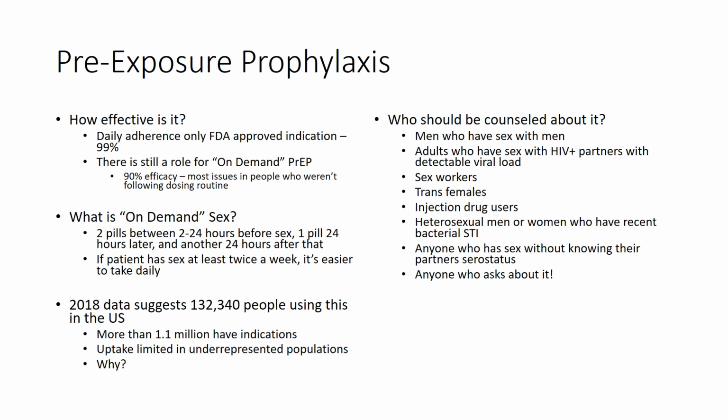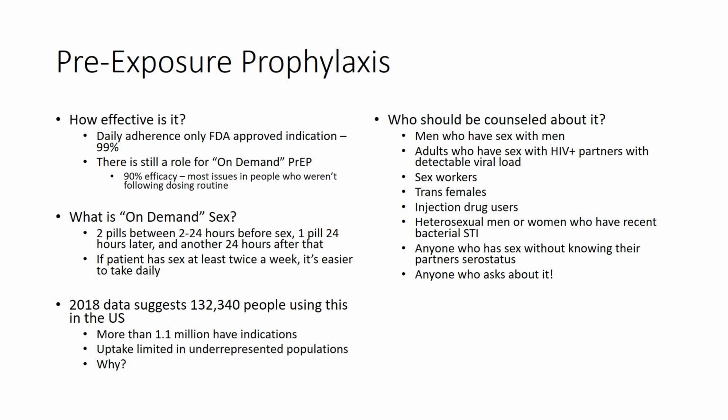And the way that that's used in all the studies is that within 2 to 24 hours before the actual sex act, you take 2 tablets, then you take 1 tablet 24 hours later, and then you take another one 24 hours after that. So it's 4 pills per sex act. And one of the concerns is that even if you have sex twice a week, that's 8 pills, and that's already more than taking it once a day. So you may as well just be taking it once a day.